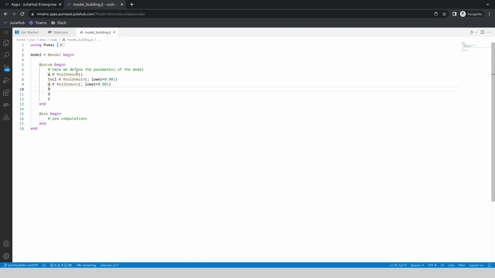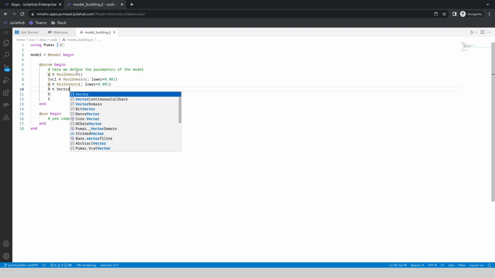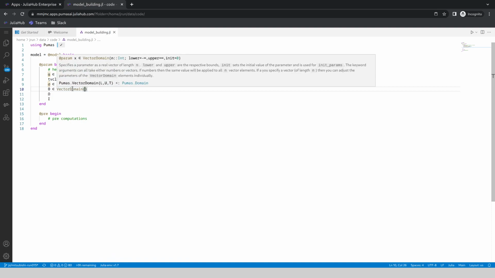Now, suppose you have a theta, a vector of parameters. To specify a vector of parameters, instead of a real domain, now you say vector domain. So this tells us that our parameter is a vector with all of the elements being, by default, unconstrained on the number line. So every element of our vector domain is a real scalar, and the initial values are 0. And there is one required positional argument, which is the length of our vector.